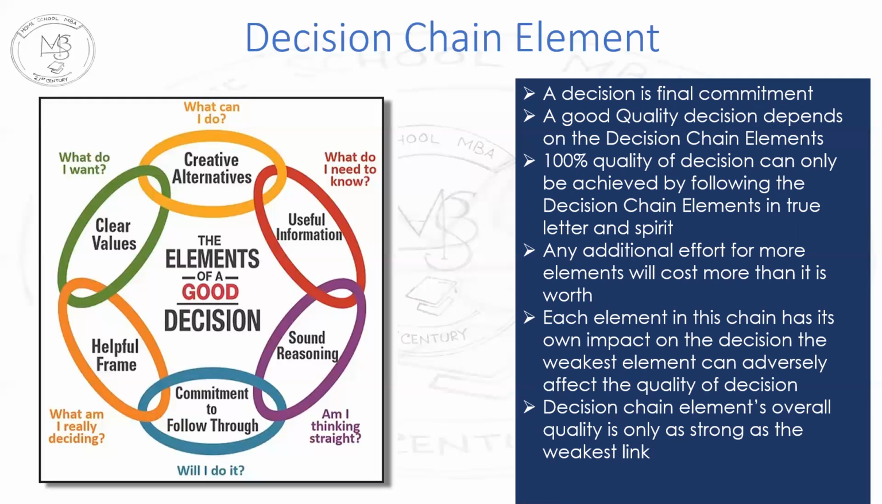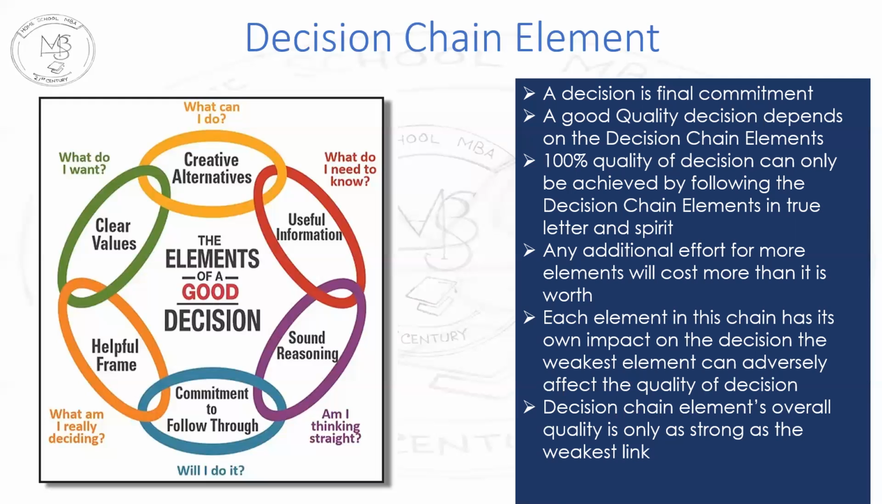So, what we are saying is the keyword in this whole is that all the 6 decision chain elements must be followed in true letter and spirit, because one missing link can destroy the whole decision. In fact, it can deteriorate the quality of the decision. So when we come to wind it up, we say that decision is a final commitment. Now, when there is a final commitment, working beyond this or not following this will actually deteriorate the quality of the decision.